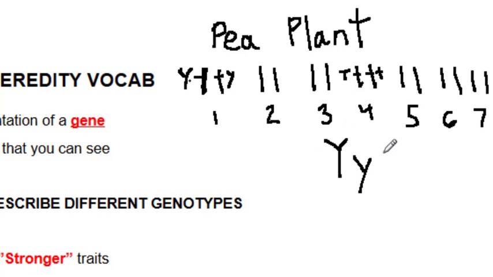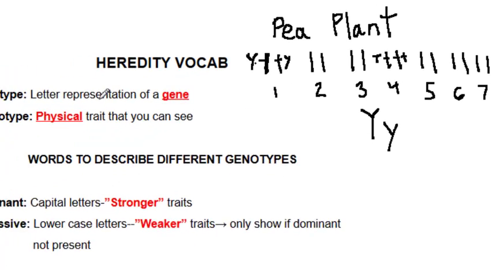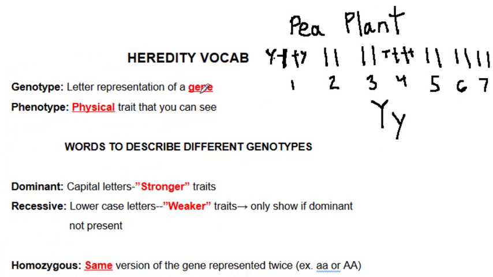And this letter representation for this pea plant's genes is called the genotype. So letter representation for the gene. Notice I've made the word red because there's a big hint in this word, genotype. So the genes, the types of genes. So this word can be figured out. So this is the genotype. Now these genes will make it yellow. This is the genotype, and this is the phenotype.